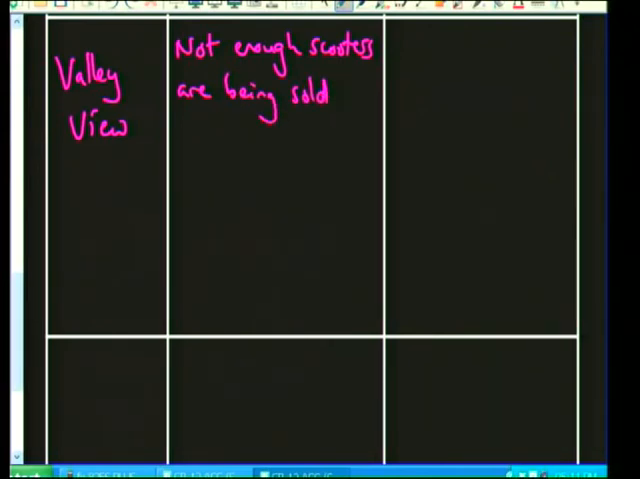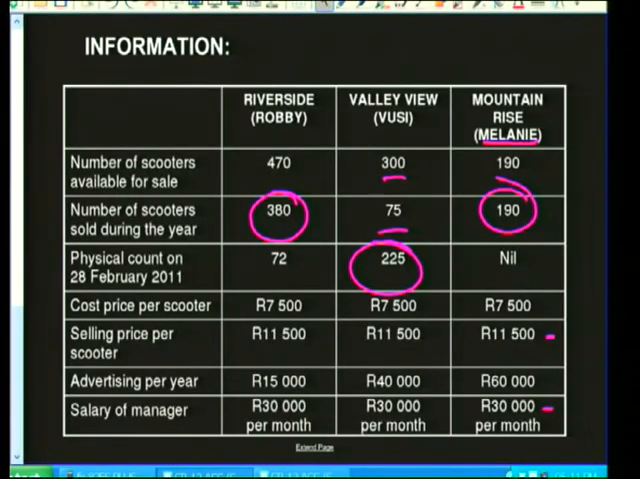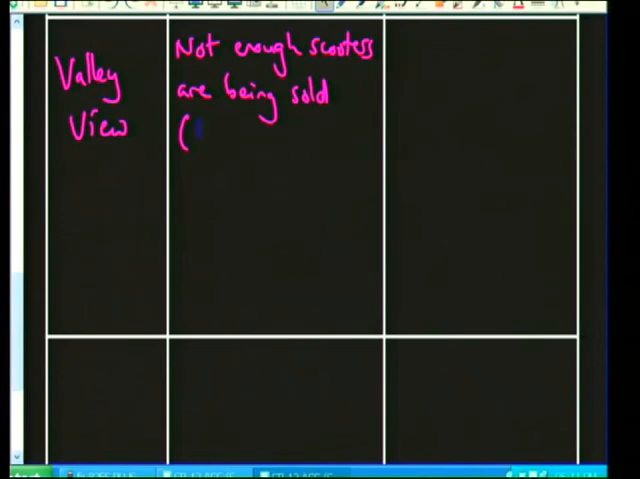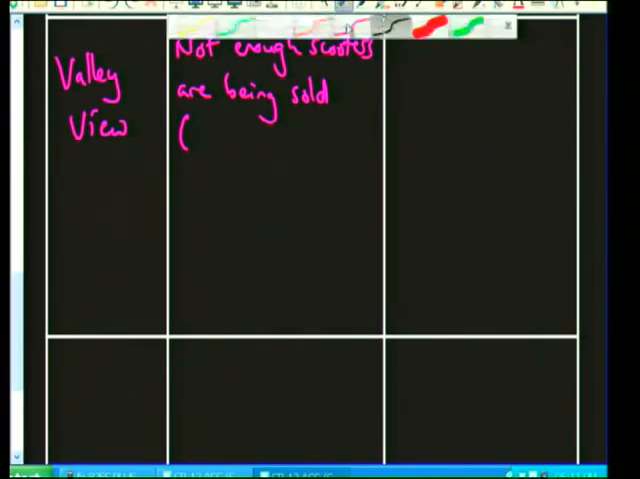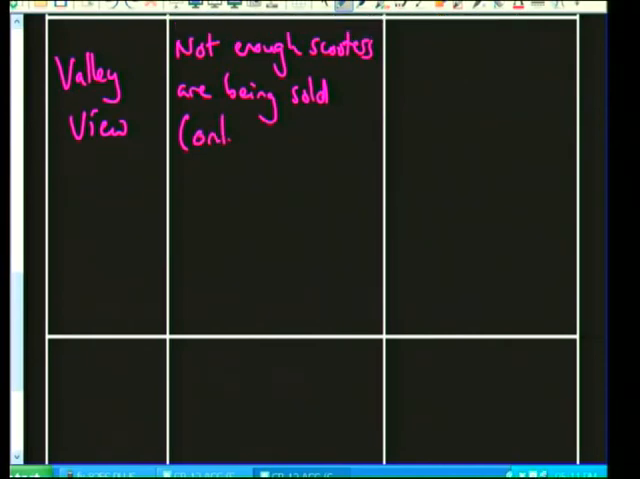And of course, we have to quote a figure. To quote the figure, all that we could do, if we want to quote a figure, is say that there were only 75 out of the 300 scooters that were sold. So let's have a look. We could say only 75 out of 300.